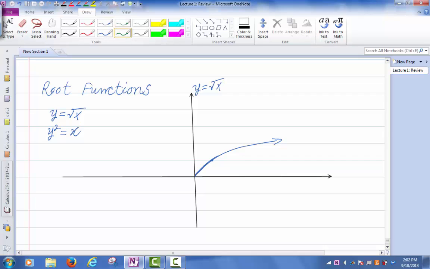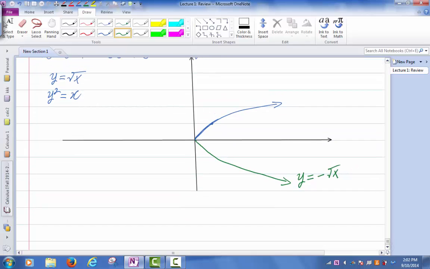So there is another part to the parabola, right? The green part is the graph of what function? Negative root x. Very good. And the blue one is the graph of the root x function.